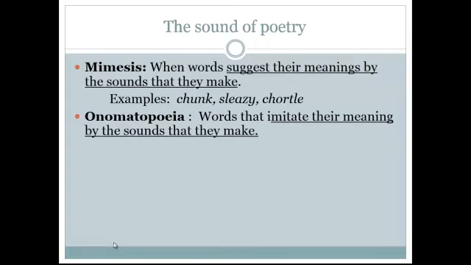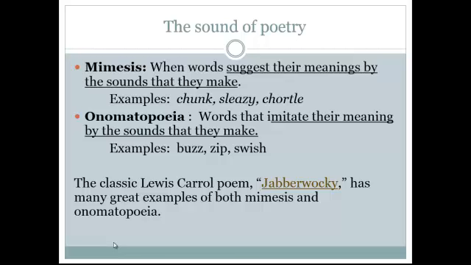And then there's onomatopoeia, which is words that imitate their meaning by the sounds that they make. Buzz, zip, swish. And Lewis Carroll's poem Jabberwocky has many great examples of both mimesis and onomatopoeia, and there's a lot of words in that poem that he made up, like chortle, that have since become part of the English language. And when we think of chortle, we think of a certain kind of gleeful laugh that maybe is almost a little evil.